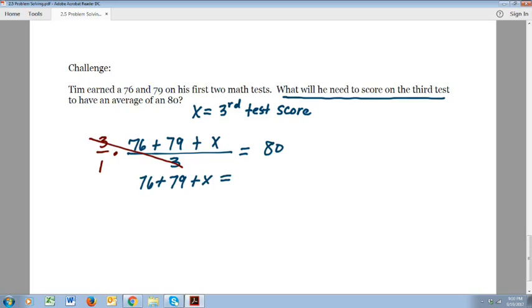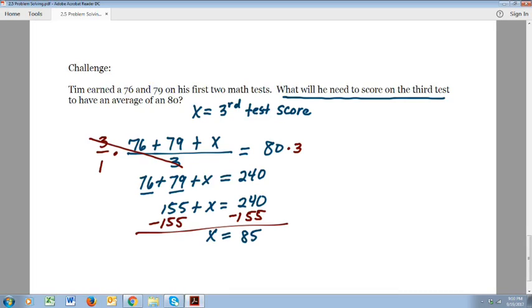And so we're going to get, actually don't forget to multiply the other side by 3, we're going to get 240. Let's go ahead and add our two numbers here together. And so we get 155 plus x equals 240. And let's subtract 155 on both sides, and you're going to get 85.